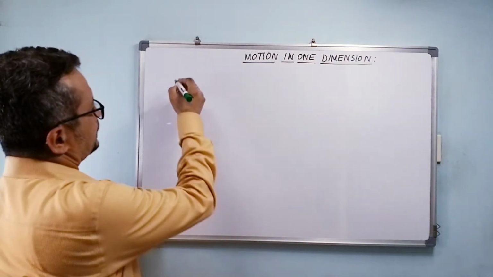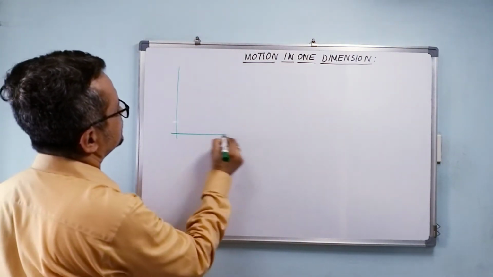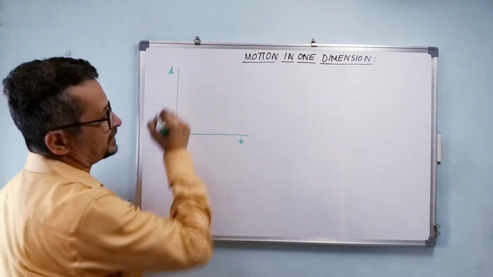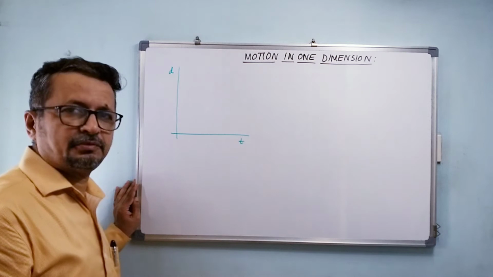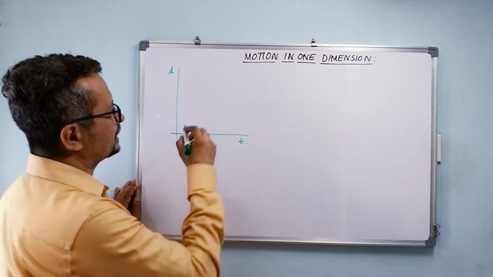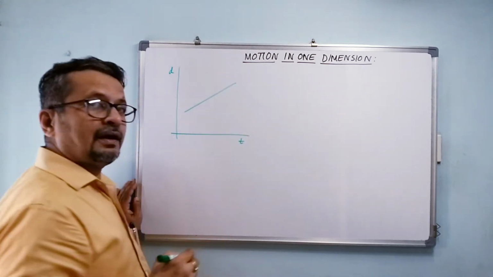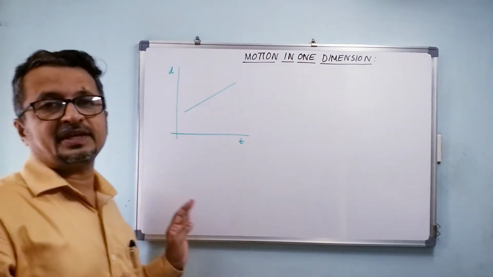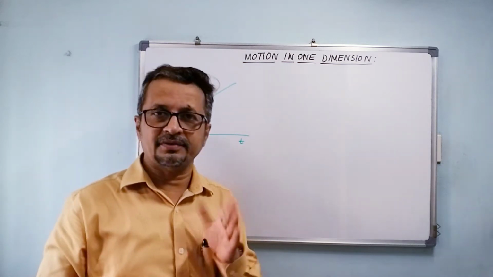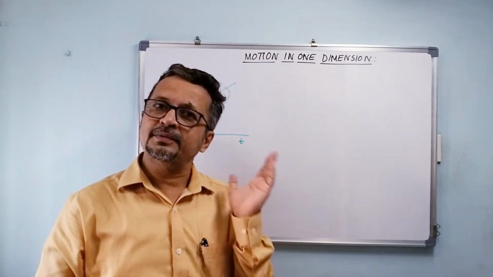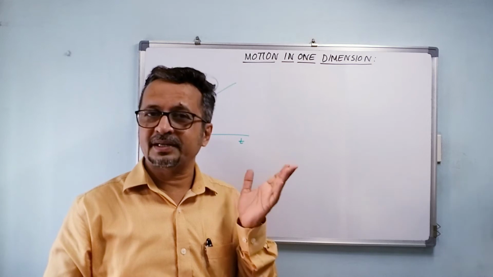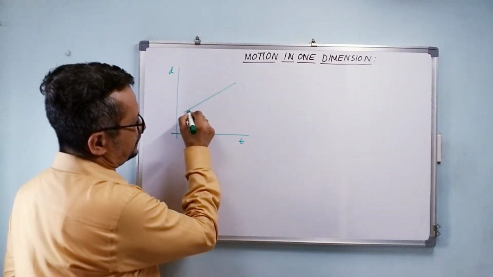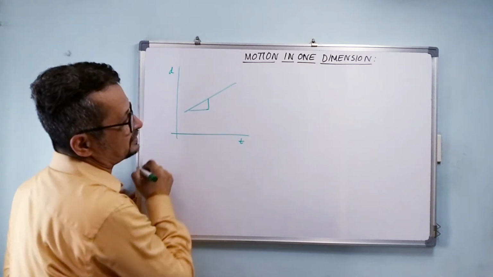I have a graph like this. This is distance and this is time. I'm writing D here, not S, because S we would be using for displacement. If the graph is like this, that means its slope, or the gradient of the graph, is constant. So my distance covered is changing uniformly. So at any point of time I would say that the speed is remaining constant.